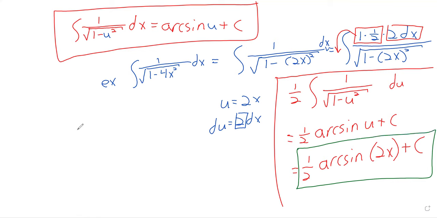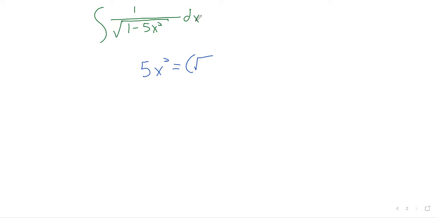This generalizes. You might think, okay, it's cute, but obviously that 4 was selected to work nicely. 4 is 2 squared. That's not really a real concern. I won't finish this problem out. But what if instead of 4x squared, we had 5x squared? Well, we can still write this. 5 isn't a perfect square, but that doesn't mean it's not a square. It's the square root of 5, squared.